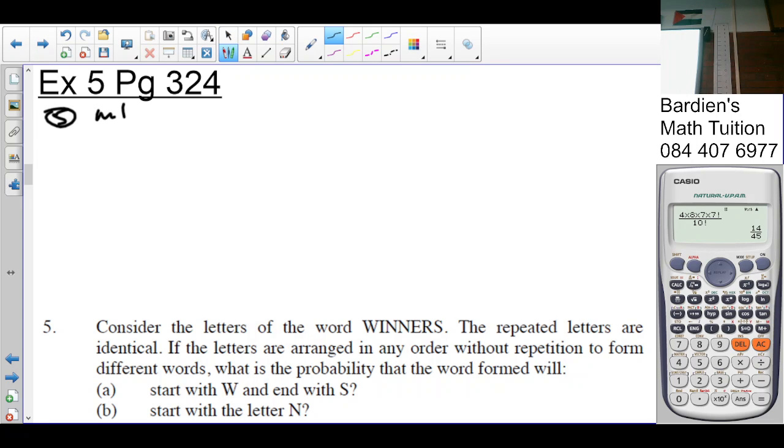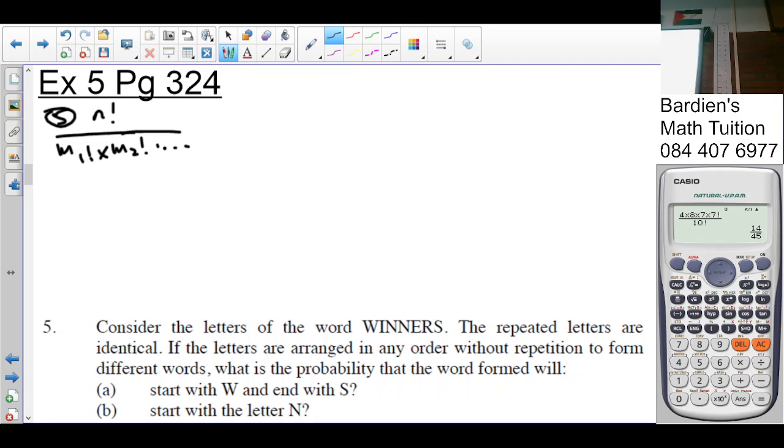N factorial over M1 factorial times M2 factorial times and so on. Notice whenever I read the word, repeated letters are treated as identical, that's the thing I write down. Okay, because I know I'm going to use that formula somehow or other. So, the word winners: repeated letters are treated as identical.